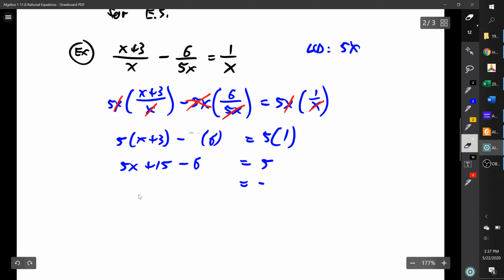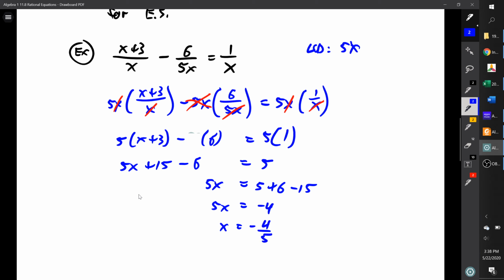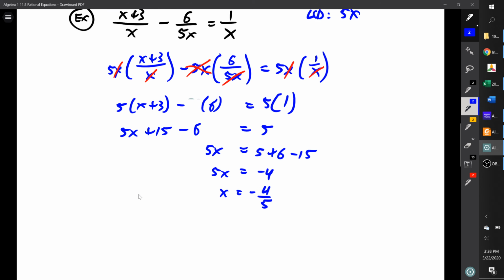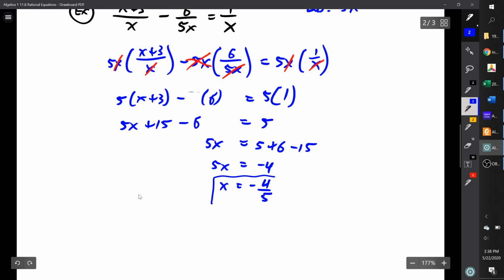So I'm left with on the left-hand side 5x. And here I have my 5 still, and I need to add 6, and I need to subtract 15. So what do I get? I get 5x equals 5 plus 6 is 11, minus 15 is negative 4, so x is negative 4/5. Okay, and that will not give me a 0 for any of my denominators. So good, so that's my solution.